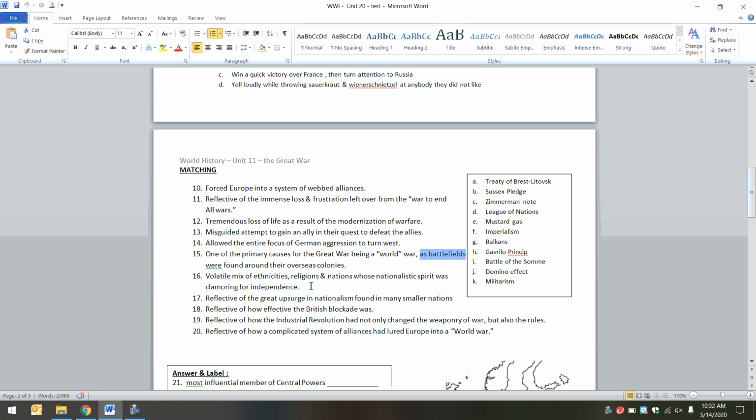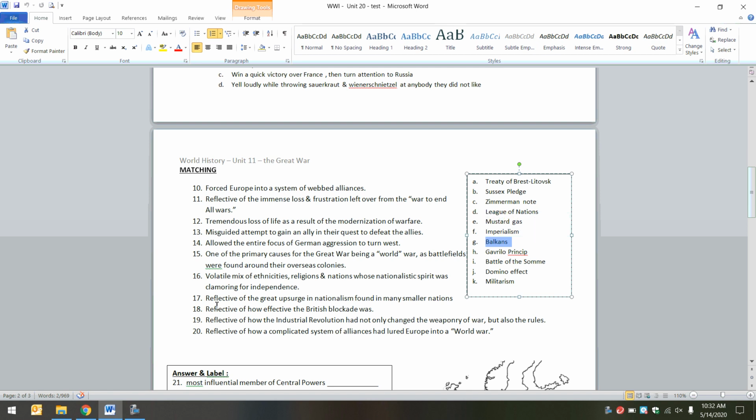Right. A volatile mix, that means it's going to blow up, of ethnicities, religions, and nations whose nationalistic spirit was clamoring for independence. These were all the little countries that wanted nationalism. That's the Balkans. Remember, we said they were referred to as the powder keg of Europe.